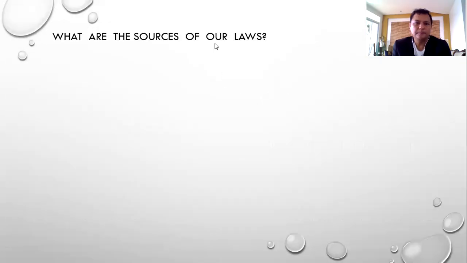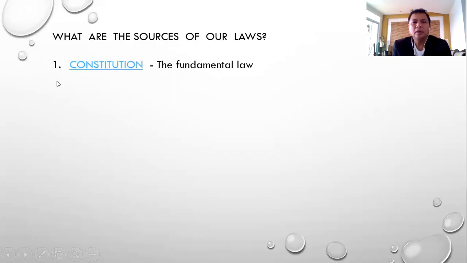So what are the sources of law? The first source is the Constitution, which is known as the basic and the most fundamental law of our land. The Constitution also embodies the different policies of the state. Policies about men, women, policies about arts and sciences, policies about our environment. So all laws must conform with the Constitution.